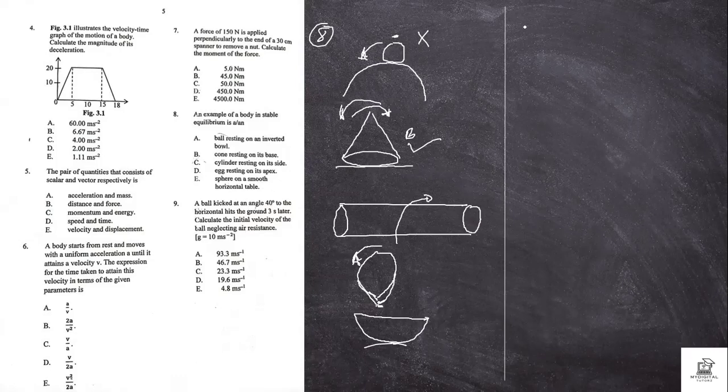So let's quickly move to question 9. Question 9 says, a ball kicked at an angle 40 degrees to the horizontal hit the ground 3 seconds later. Calculate the initial velocity of the ball, neglecting air resistance, and take g to be 10 meters per second squared. This is under projectile. So this is what you do.